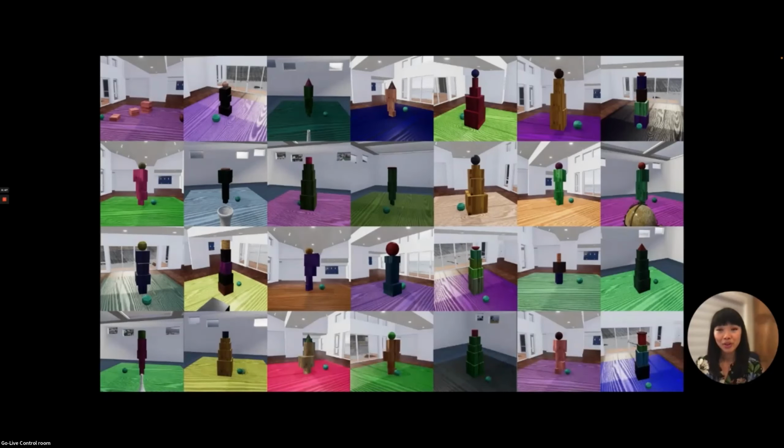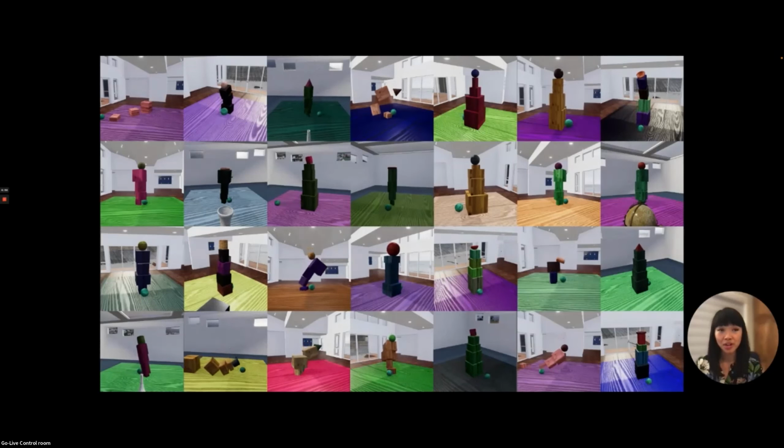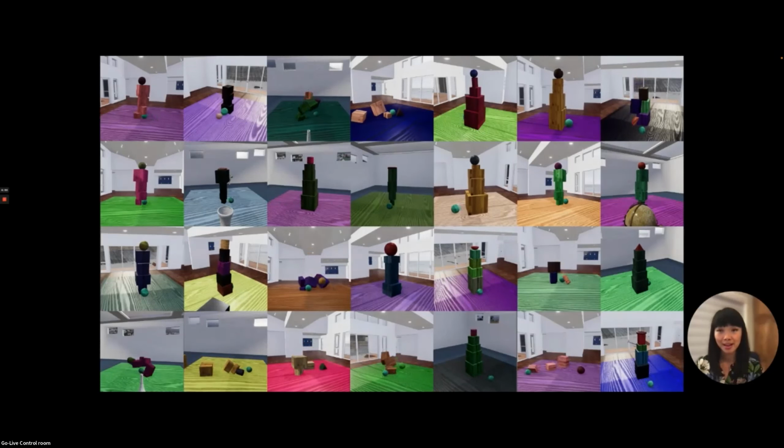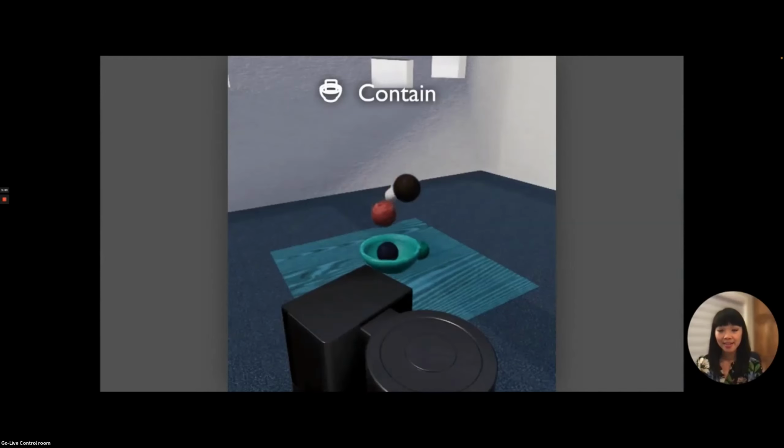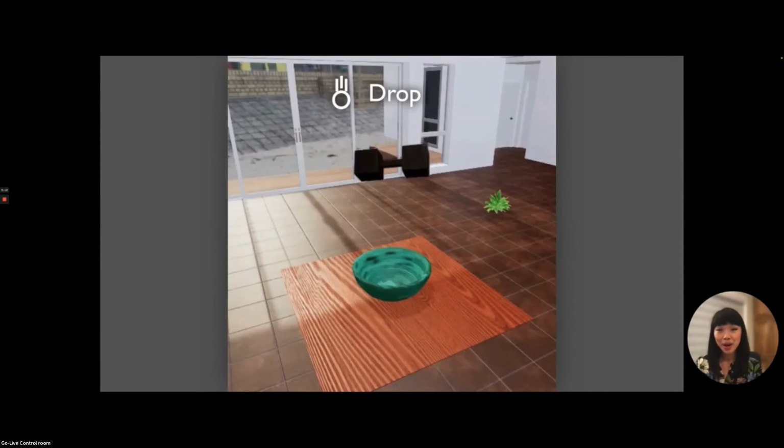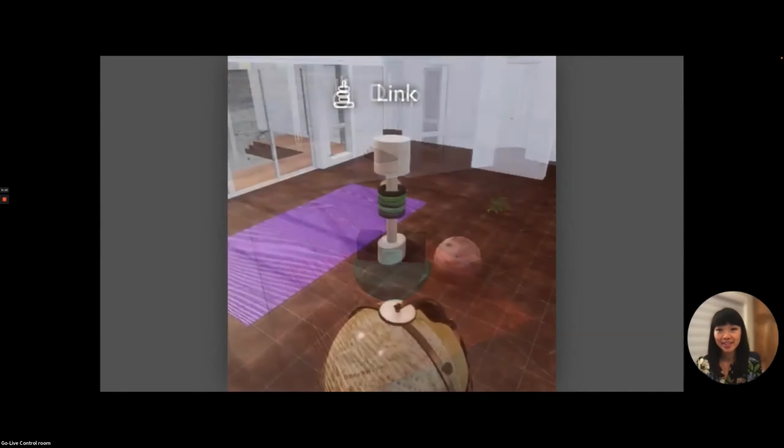And as part of Physion, we procedurally generated a large number of these scenarios using the 3D world simulator with different numbers of objects, different forces, and in a variety of different visual contexts. Collide scenarios focus on projectile motion and collisions between two objects. In contained scenarios, you have to understand how well one object can contain another. In drop, the dynamics depend on how objects fall and bounce off of each other.